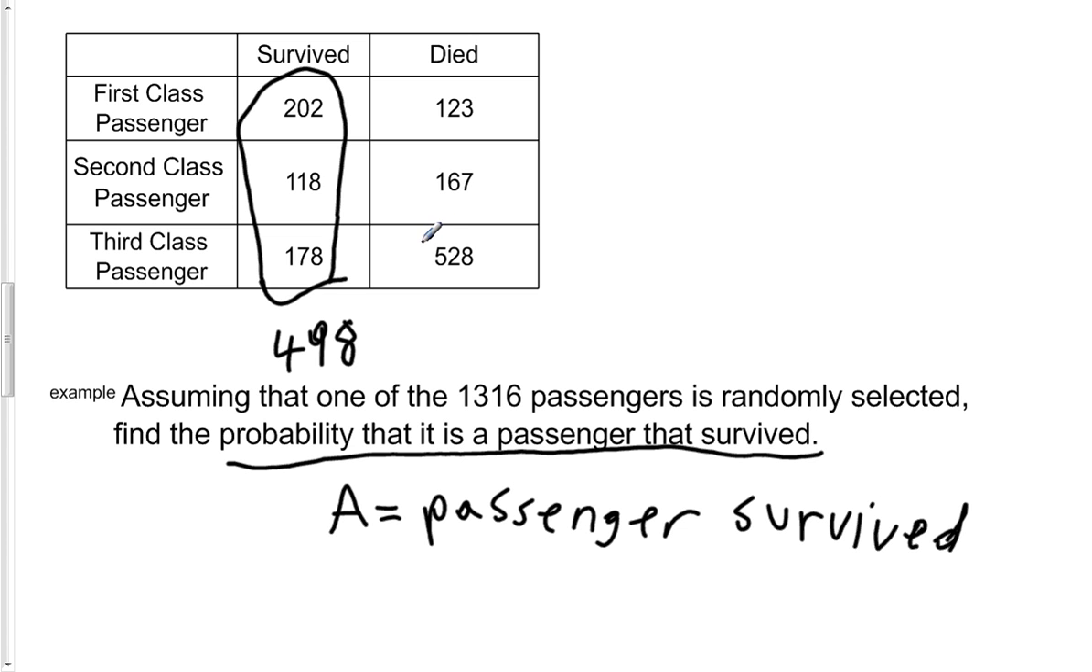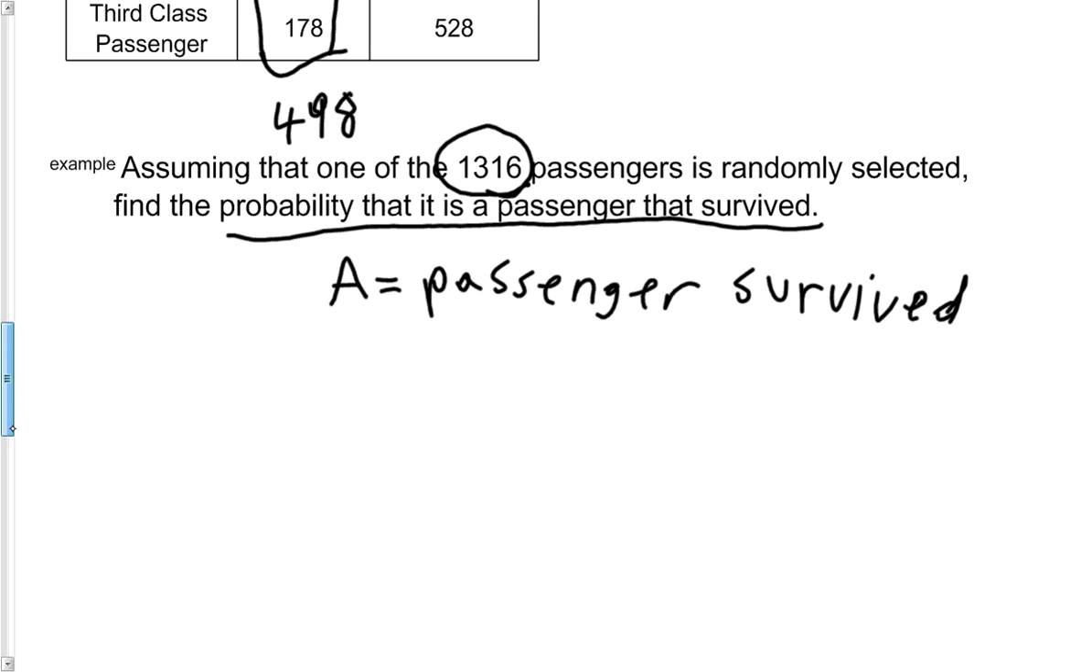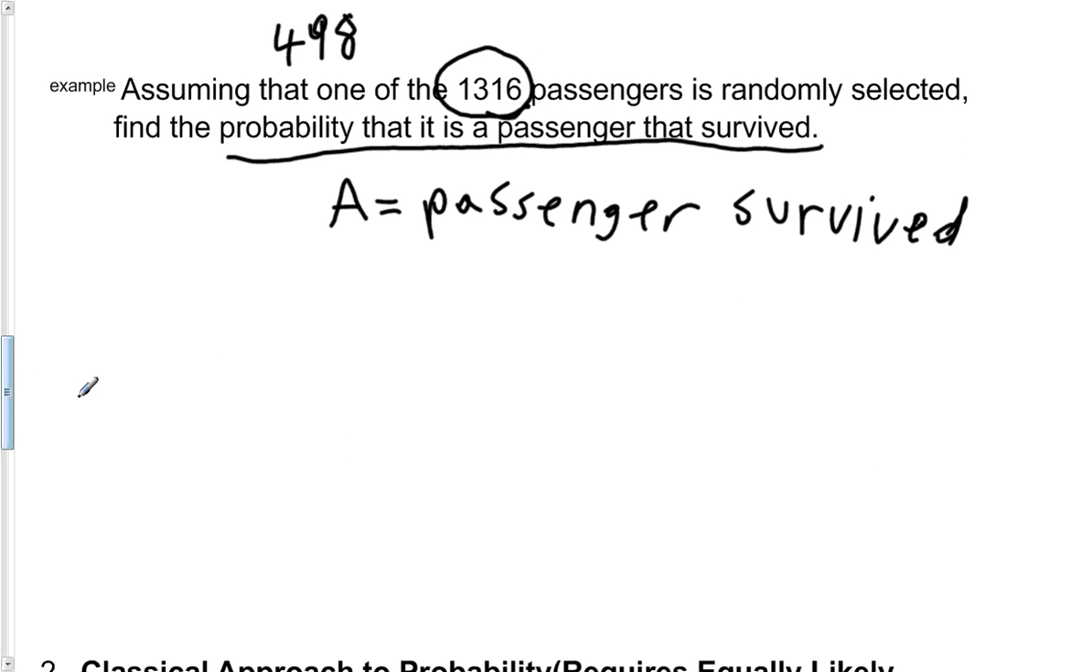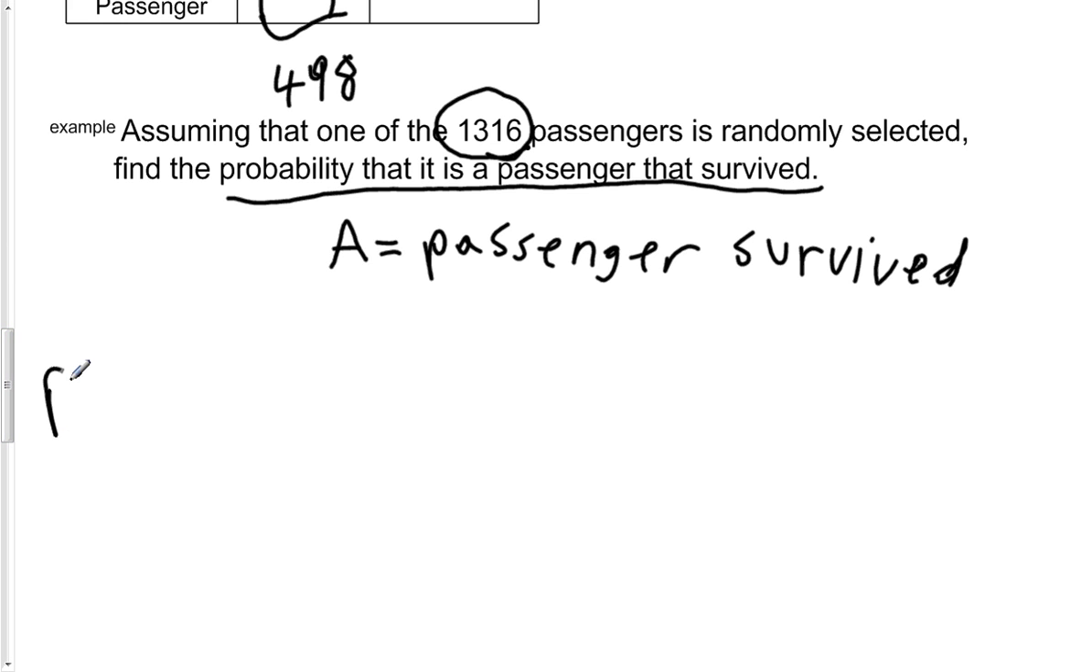The next thing we need to look at is the number of times the procedure was repeated. Well, they specifically asked us to look at one of the 1,316. So the number of times the procedure was repeated is 1,316. So the probability of event A, so we're putting the event A into the probability function, and then we're going to use relative frequency to assign a probability to this event.